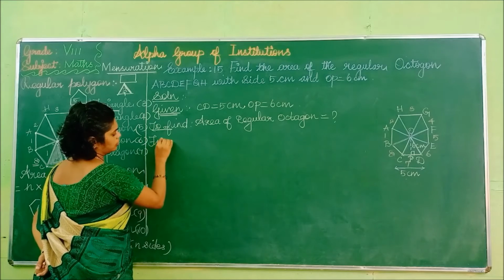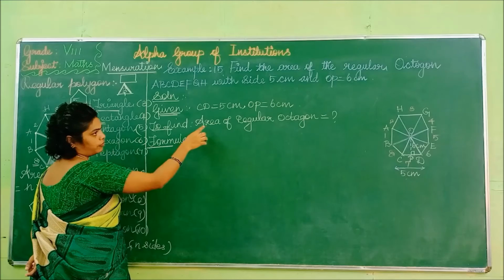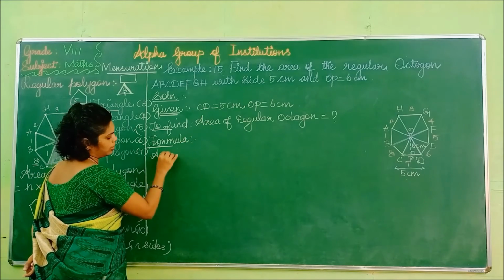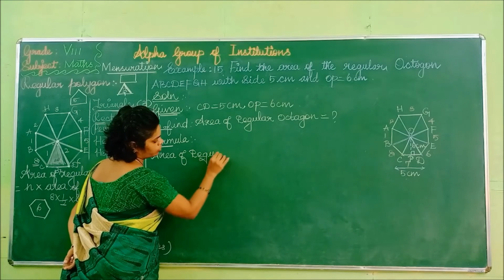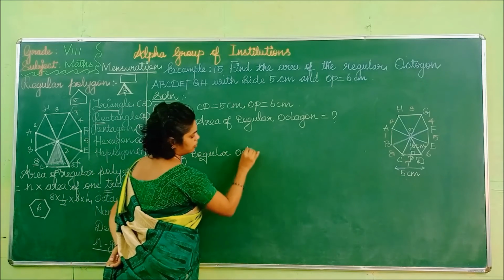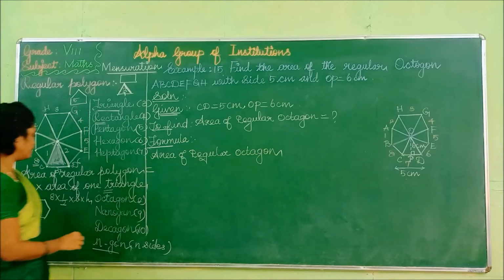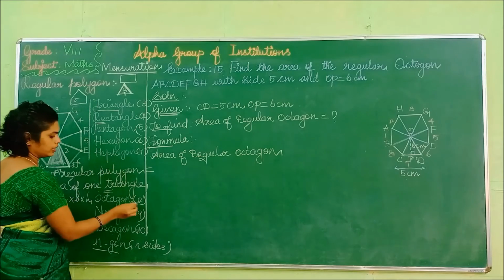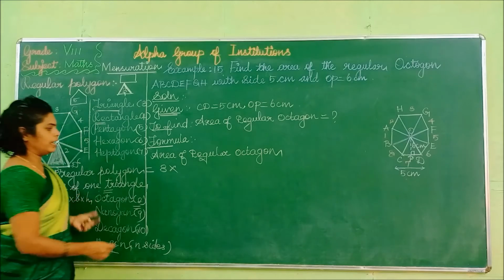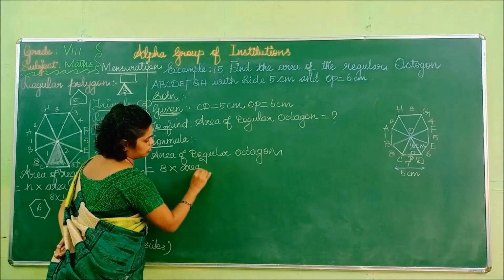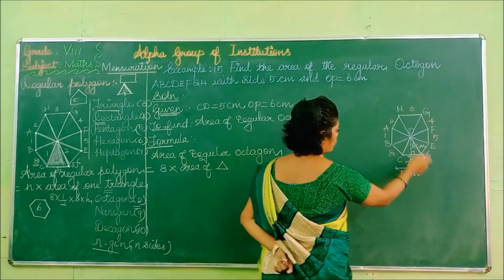Formula, which is equal to... the figure is an octagon, so for the area of a regular polygon, instead of that we can use the word octagon. So the formula is N, the number of sides. Here for an octagon it is 8. So 8 into, what is the area of one triangle? So we can take the area of a triangle. I am taking this triangle COD.